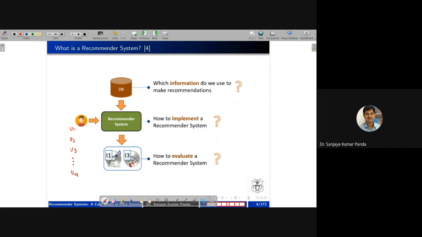Suppose there is a recommendation system you have developed. Now you want to know whether this recommendation system is performing well or not. So for that you need some evaluation.